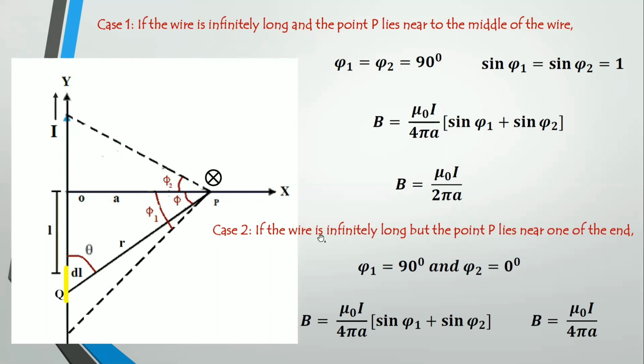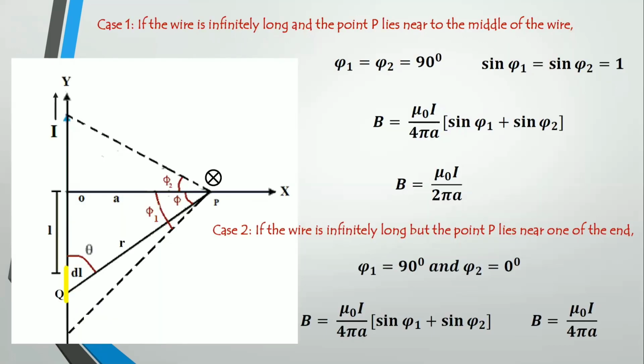And now the case 2 is if the wire is infinitely long, but the point P lies at one of the ends. Suppose this point P is at one end of the wire. So this phi 1 is again, suppose it is here, so phi 1 again becomes 90 degree for an infinite length. But if it is at the end point, it is not extending in this direction, then phi 2 becomes 0. So sin 0 is 0 we have. So from here we have B, if we put the value, mu 0 I by 4 pi a. So this is for the case 2. So these are the expressions of magnetic field for these two limiting cases.